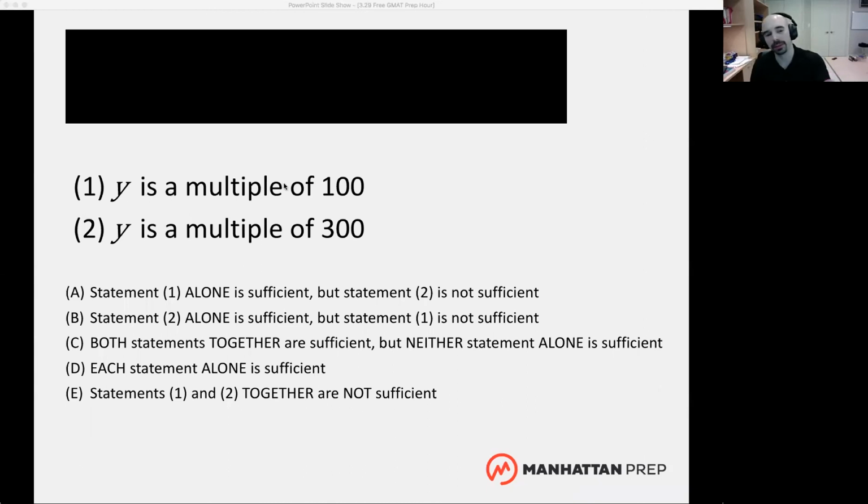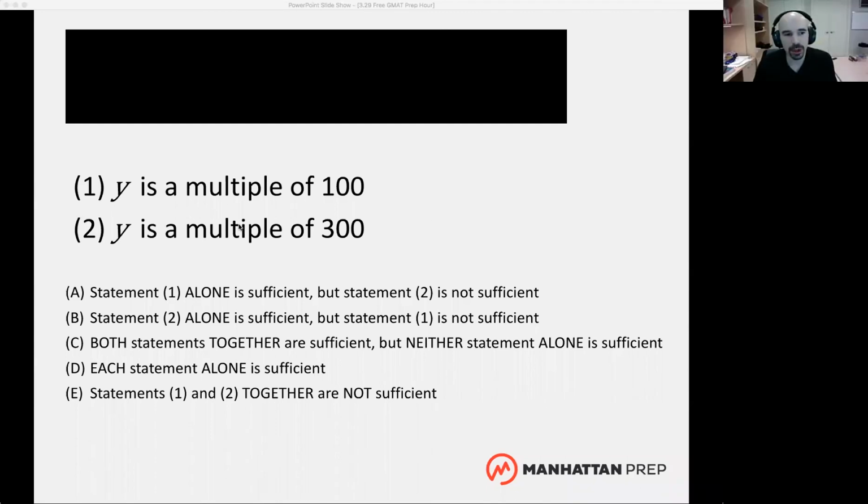Y is a multiple of 100, Y is a multiple of 300. I understand what that means. And these are my 5 answer choices. By the way, for those of you who are new to the GMAT, these are always the same 5 answer choices. That doesn't change in data sufficiency. And what Prep just said in the chat box is that statement 2 contains within it the information from statement 1. I'm going to explain what he means by that, or she. I don't know if Prep is male or female.